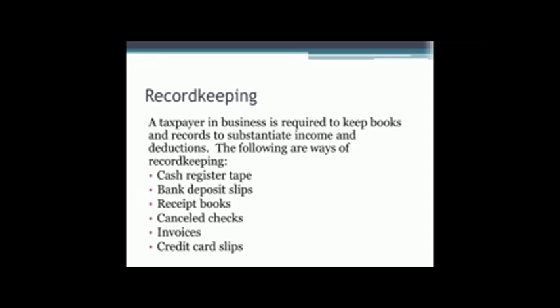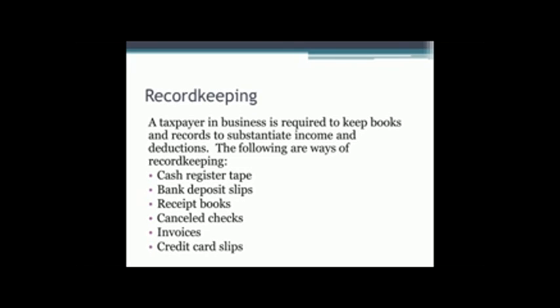Record keeping is very important to small business. A taxpayer in business is required to keep books and records to substantiate income and deductions. The following are ways of record keeping: cash register tape, bank deposit slips, receipt books, canceled checks, invoices, and credit card slips. It is our goal as tax preparers to teach our clients to keep these records. They need to keep them 3 years. I always say keep them 5. It's better to be safe than sorry.